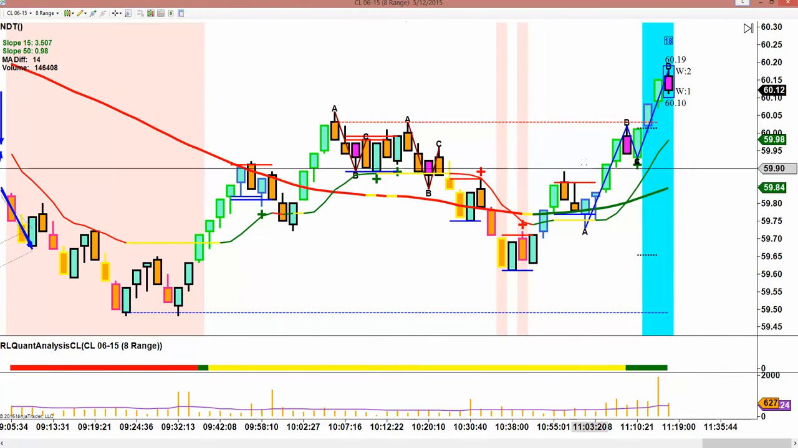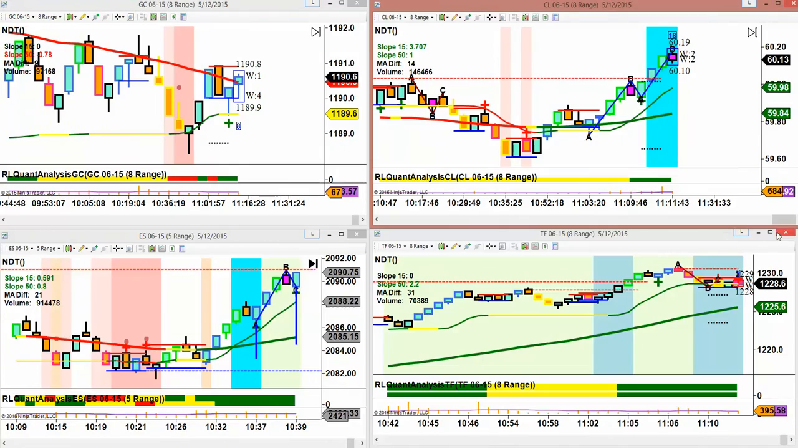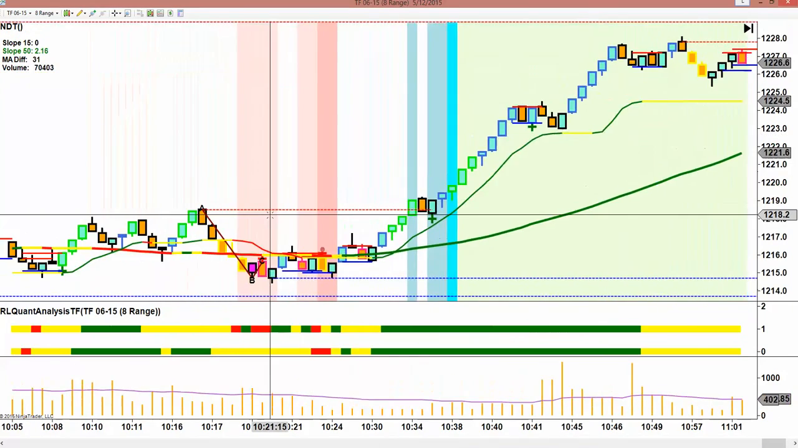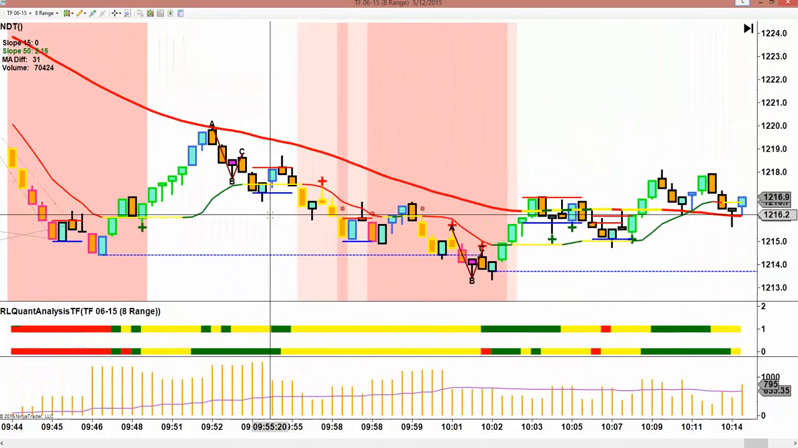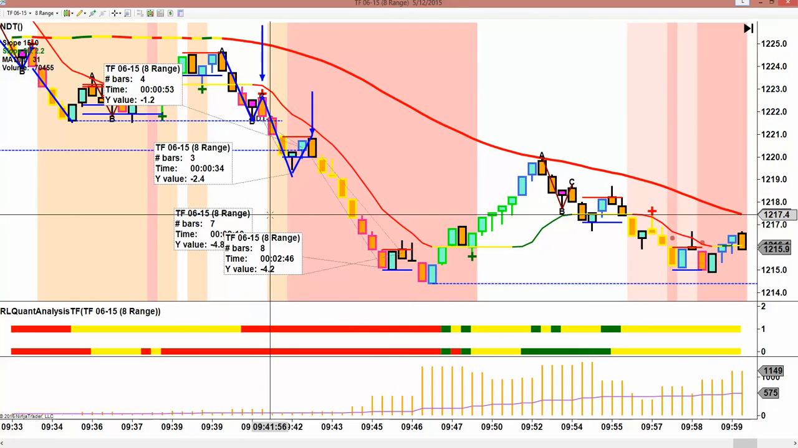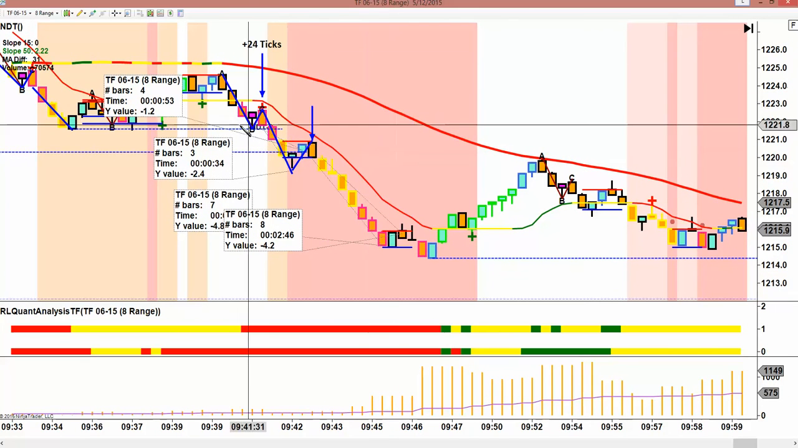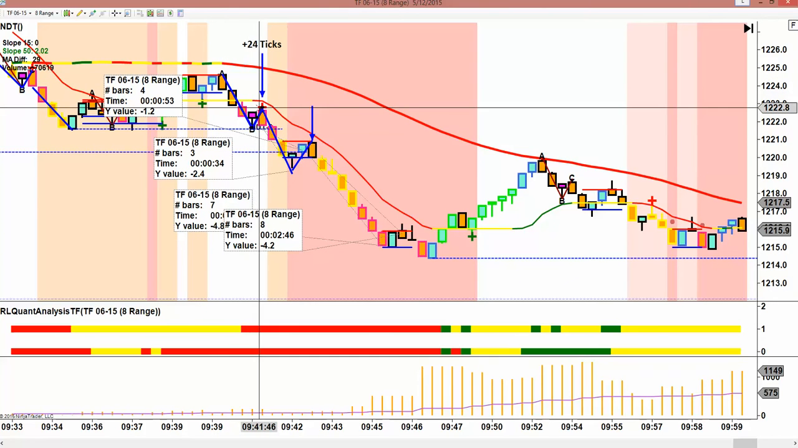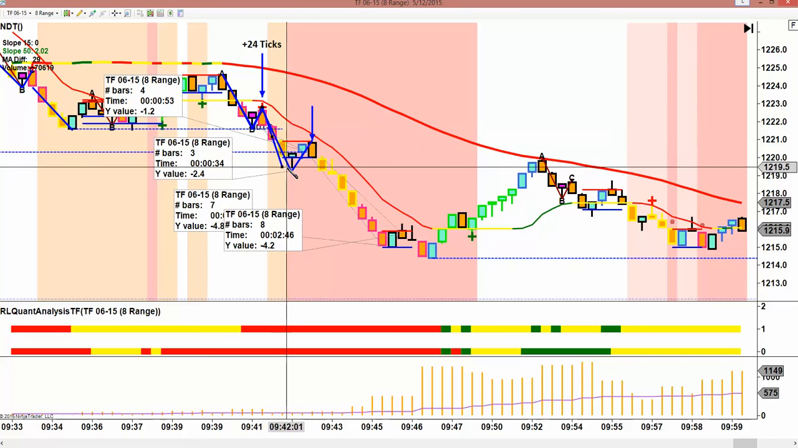And then this is going later into the day. Now on the Russell, we got some really, really nice trades. Got this 24-tick winner here. We move to the downside. Retracement. Man, and this trade just shot down. Now, we were done here.